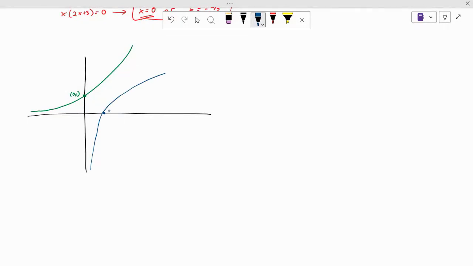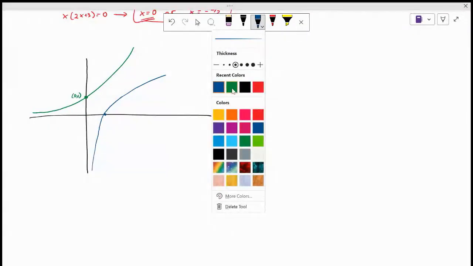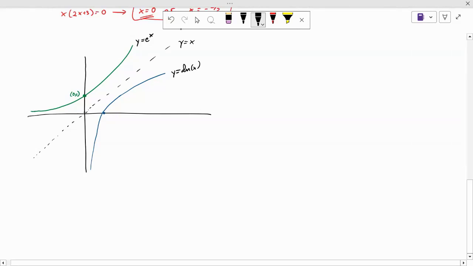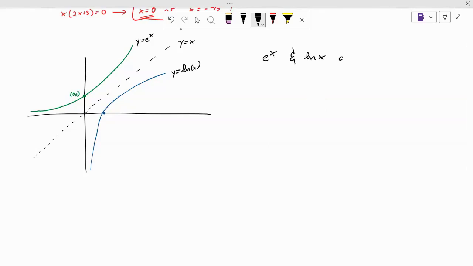So does anybody remember if you graph a function and its inverse, what kind of symmetry you expect? Symmetry about what line you would expect? Y equal x. That's right. So the graphs of inverses should be mirror images about the line where y equals x. So that kind of basic diagonal line where y equals x. So exponential and log are inverses of each other.